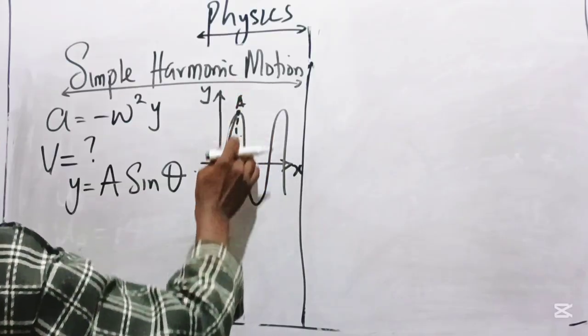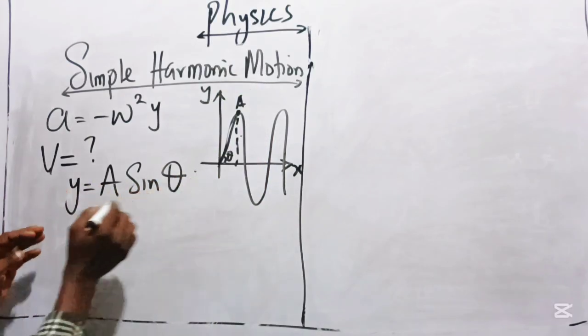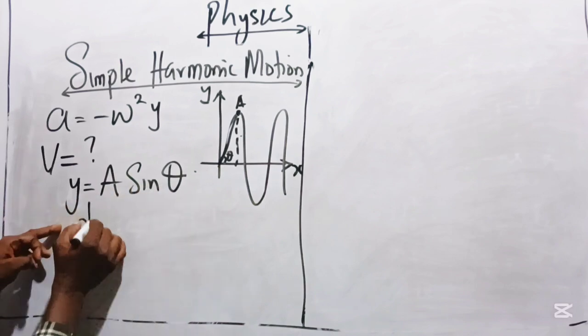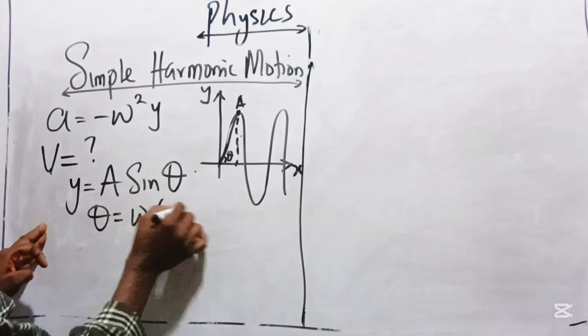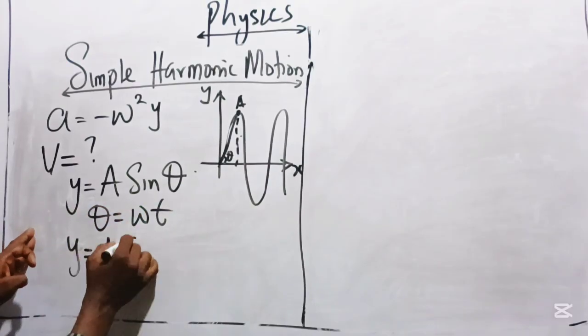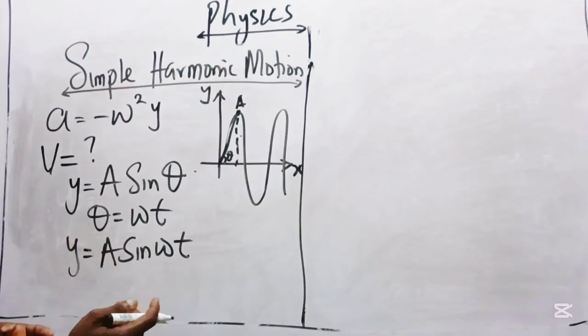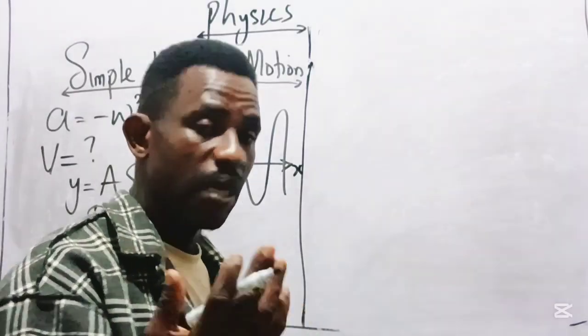From here to here, we have amplitude. We'll now have y is equal to a sine theta. Okay, and pay attention. If y is equal to a sine theta, we can differentiate it. But before that, we already know that theta is equal to wt. So y is equal to a sine wt. So we can differentiate y to get velocity. So this is the displacement of a body that is exhibiting simple harmonic motion.